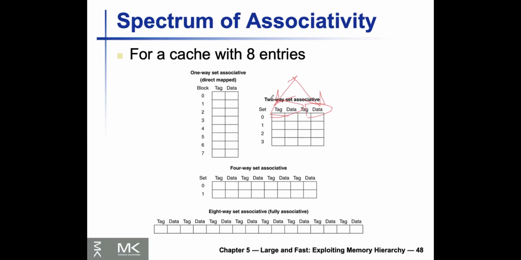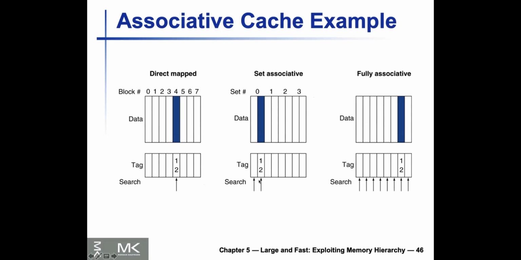Okay, you have 4 sets now, right? But each of those sets, you have 2 different ways. That's why we need to have 2 comparators, right? Each of these sets, set 0, you have 2 options. Set 1, you have 2 options. Set 2, you have 2 options. That's why you have 2 arrows here, because you have to search for these 2. And that's the reason we need to adopt a replacement policy, least recently used or random, right?